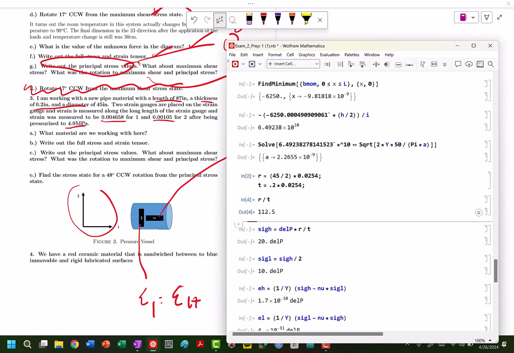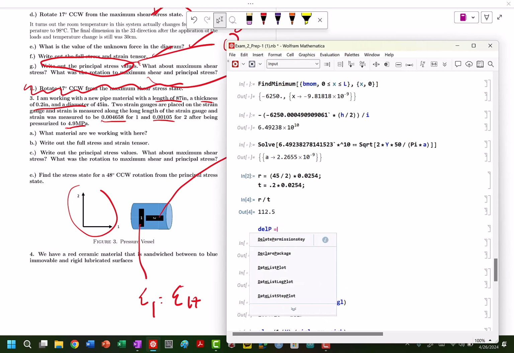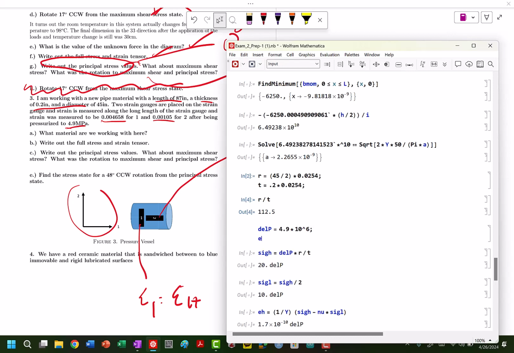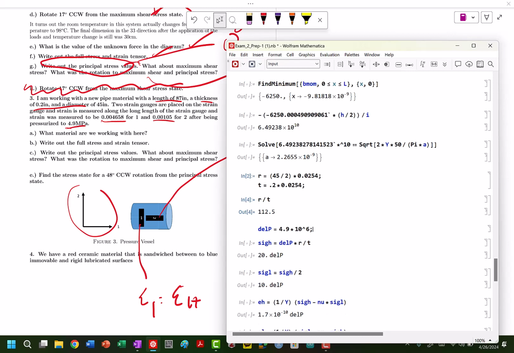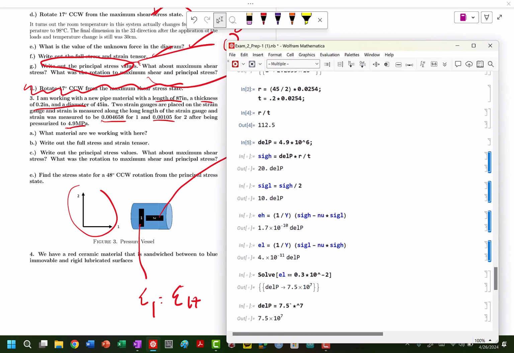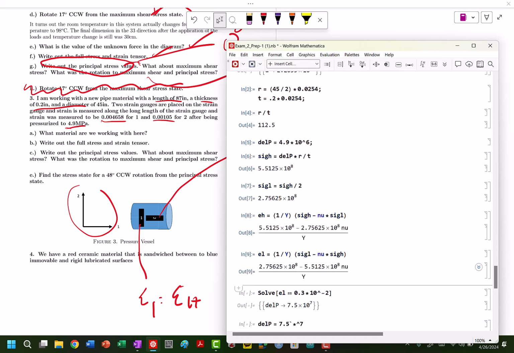So we are told the delta P. So del P in this problem is equal to 4.9 times 10 to the 6. So now that we also know that E, actually we can even say, let's shift enter this. Let's shift enter all of these equations. And then we're going to solve 2 equations.